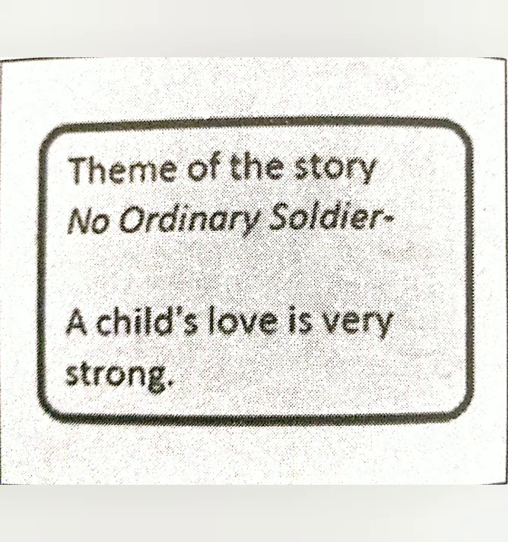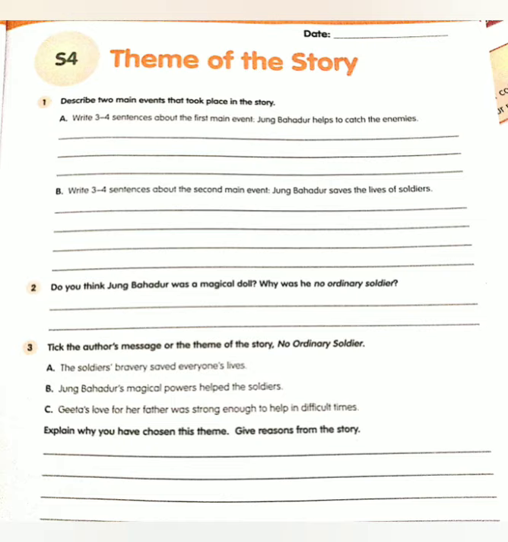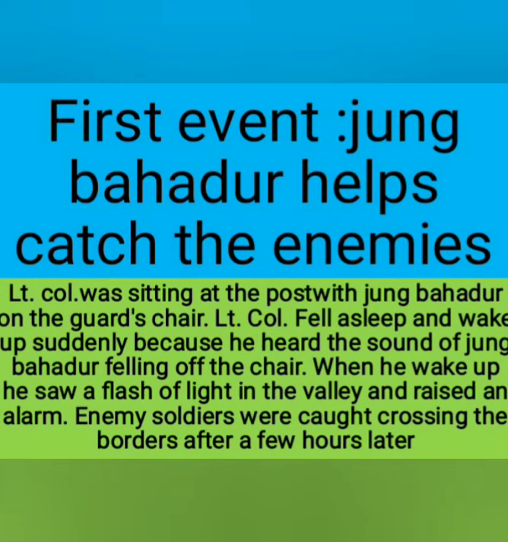Now let us complete our S4. Describe the two main events that took place in the story. Write 3 to 4 sentences about the first main event. Jung Bahadur helped to catch the enemies. Lieutenant Colonel was sitting at the post with Jung Bahadur on the guard's chair. Lieutenant Colonel fell asleep and woke up suddenly because he heard the sound of Jung Bahadur falling off the chair. When he woke up, he saw a flash of light in the valley and raised an alarm. Enemy soldiers were caught crossing the border a few hours later.